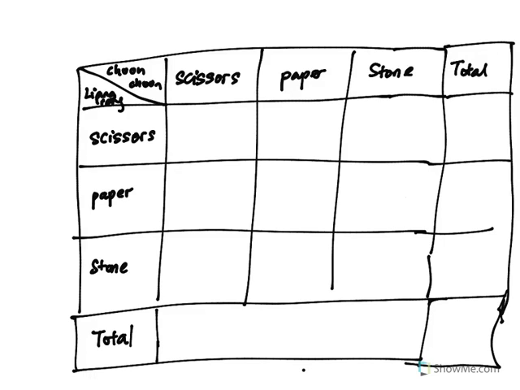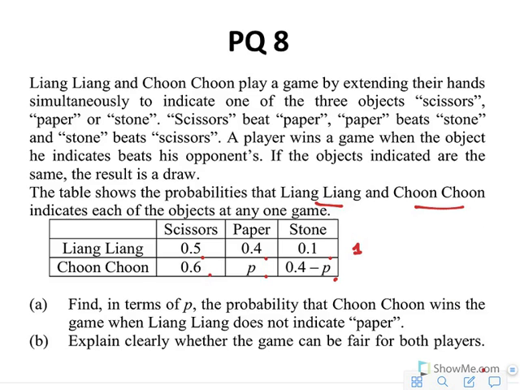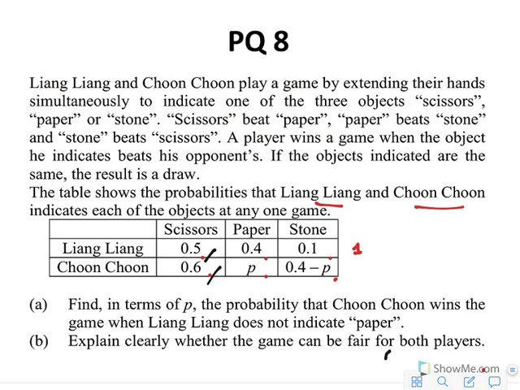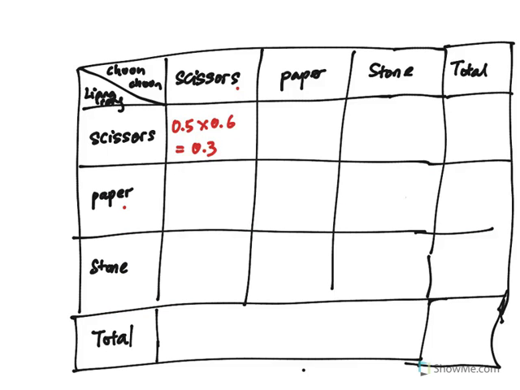If Liang Liang and Chun Chun give scissors at the same time, Liang Liang is 0.5 and Chun Chun is 0.6, so this portion is 0.5 times 0.6, which is 0.3. How about paper? Liang Liang giving paper and Chun Chun giving scissors is 0.6 times 0.4, so the answer is 0.24. Similarly, you can calculate the rest, because they are all independent, so the answers come out quite nicely.